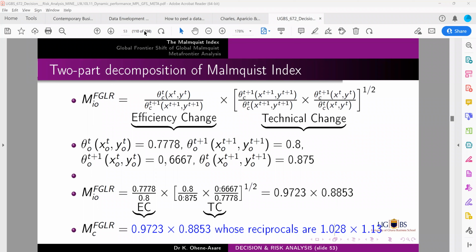Exactly. So efficiency has improved. Not efficiency change has improved, but efficiency has improved by 2.8%. Just a little. This means that managers of MC were able to improve their managerial efficiency by 2.8%.